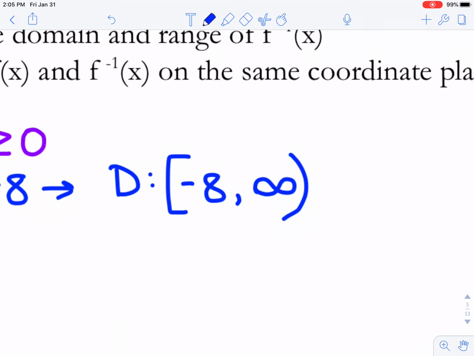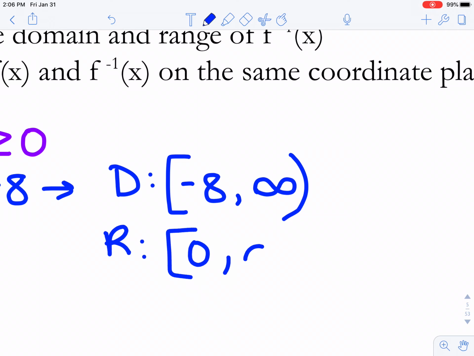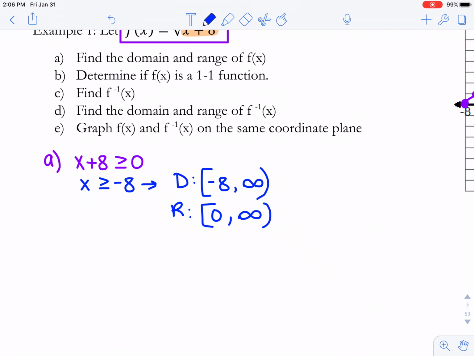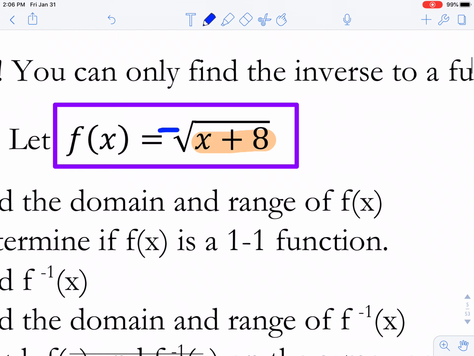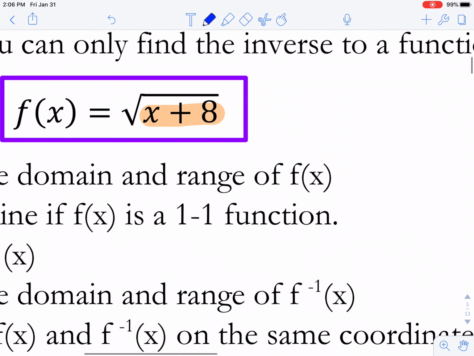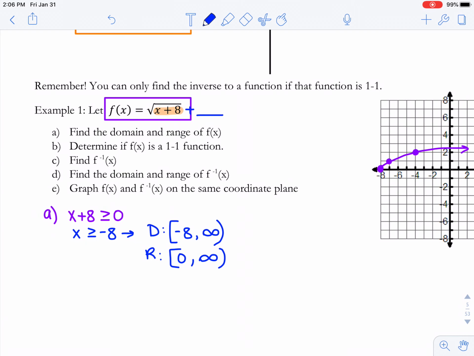Now the range, all square root functions, the default range is 0 to infinity. That's going to change in 2 scenarios. Either if the function is reflected, so if there is a negative in front, it would flip upside down, so it would be -infinity to 0, or if there was some sort of vertical transformation, so if it went up or down by some amount, then that would also change the range. So those are 2 situations in which the range would change.